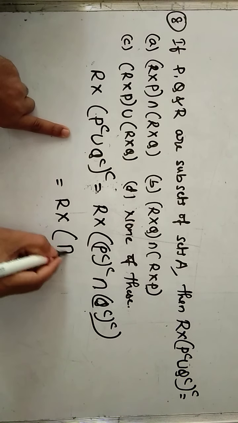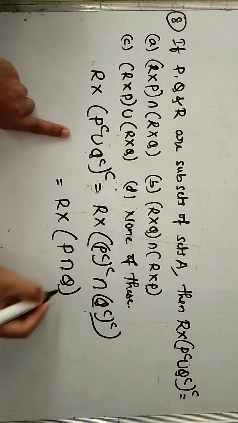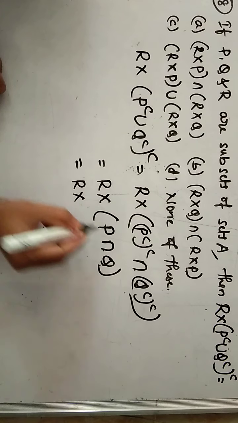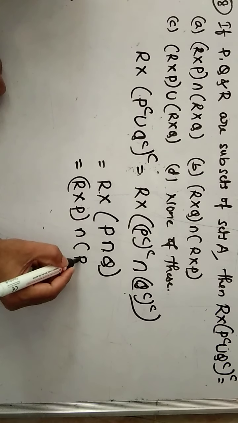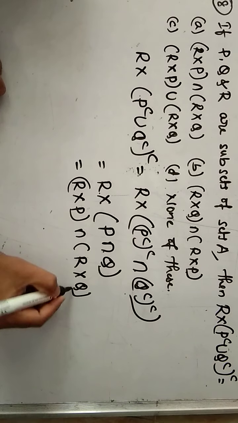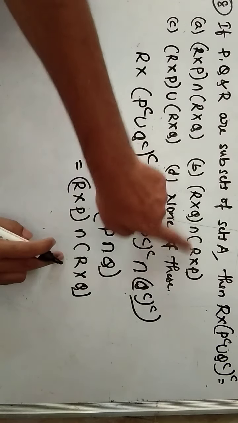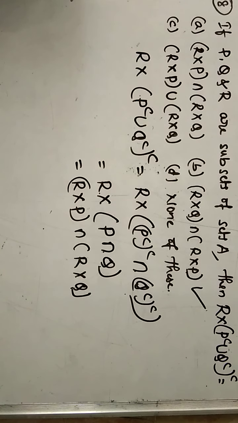P complement whole complement is nothing but P only, intersection Q complement whole complement is Q only. Then it is equal to R cross P intersection R cross Q, which is satisfying R cross Q intersection R cross P. The option B is the right one. Okay, all of you understood? Okay, let me move on to the next problem.